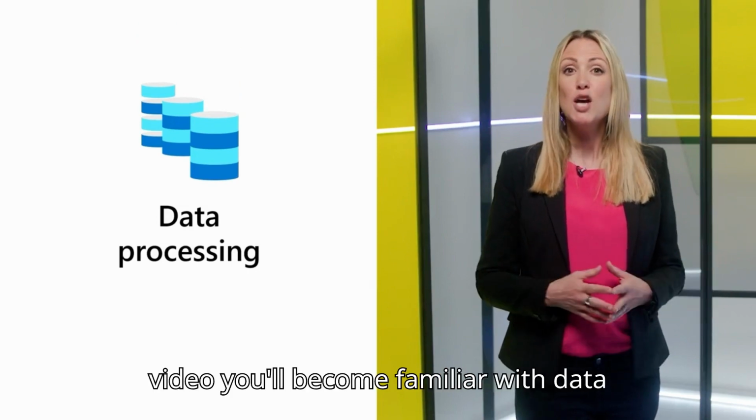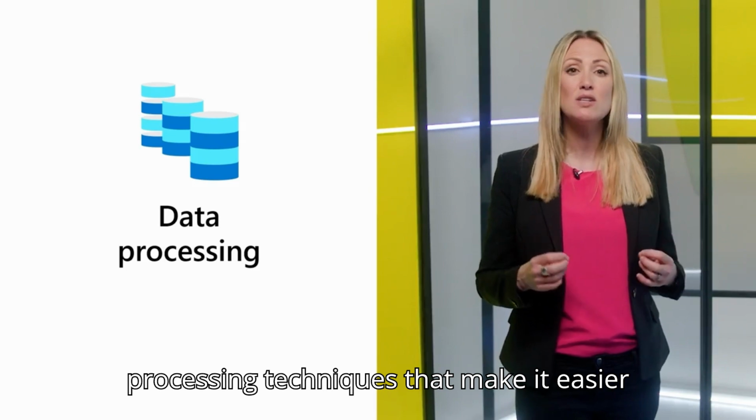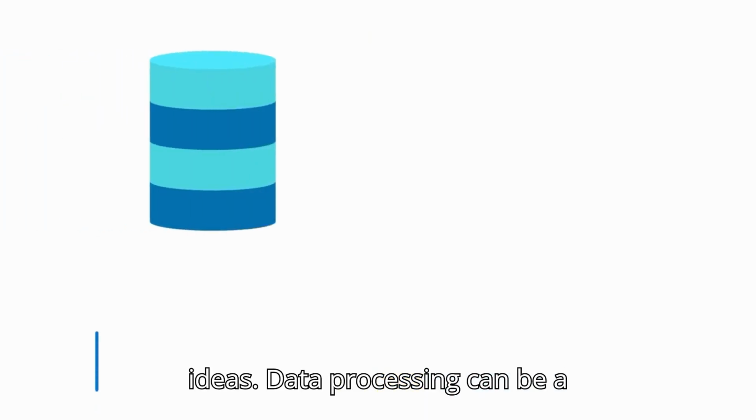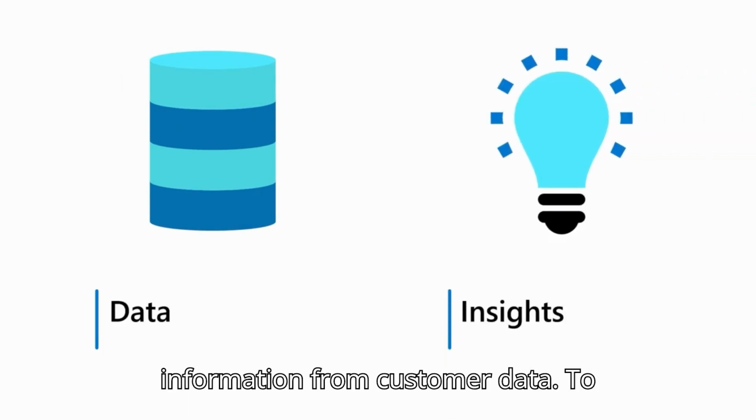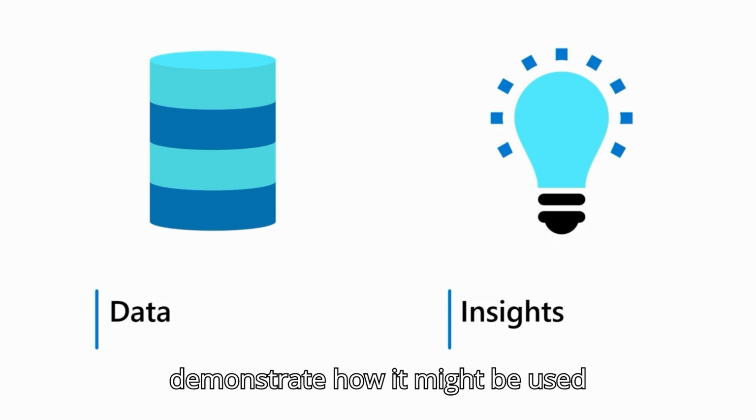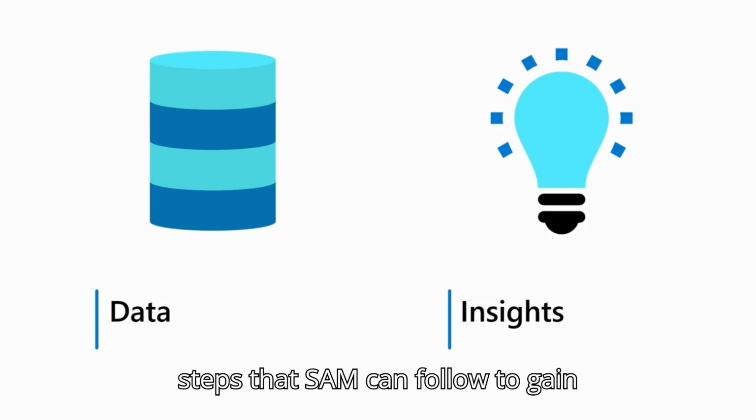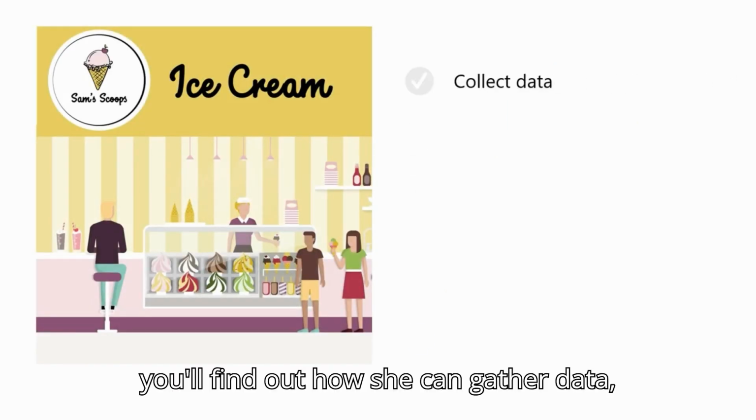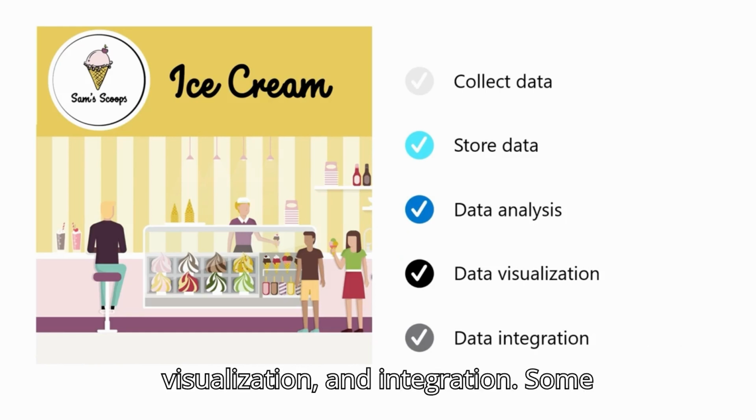So in this video, you'll become familiar with data processing techniques that make it easier to transform numbers into actionable ideas. Data processing can be a useful method for extracting valuable information from customer data. To demonstrate how it might be used productively, let's walk through the steps that Sam can follow to gain insights for Sam's Scoops. Specifically, you'll find out how she can gather data, store it, and perform data analysis, visualization, and integration.